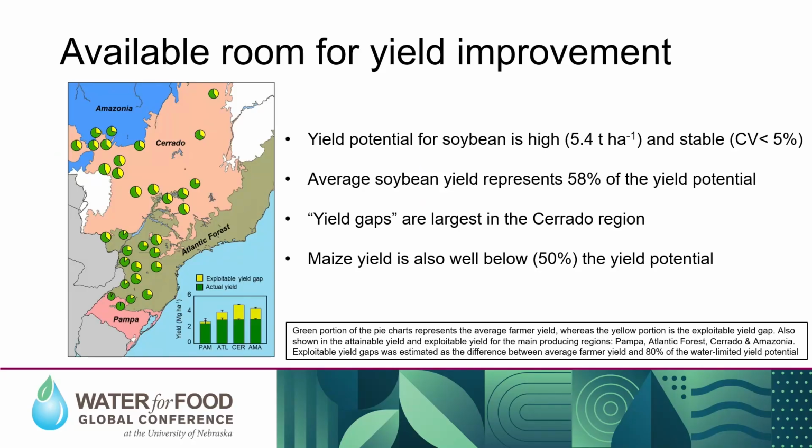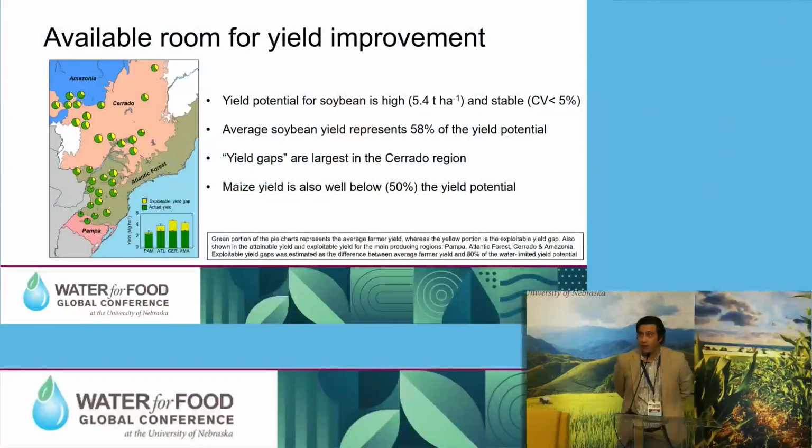What we did was to use crop modeling together with local weather and information on soils to try to understand what the yield potential is for Brazil under rainfed conditions for soybean and maize. What we found was that the yield potential for soybean is pretty high. It's around 5.4 tons per hectare, and that accounts for water limitation. In addition to the high yield, the yield is very stable.